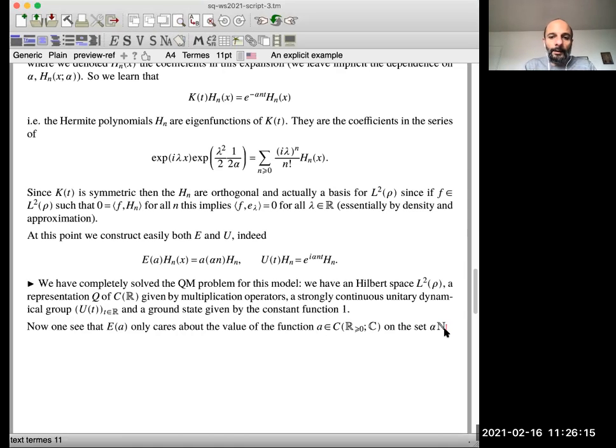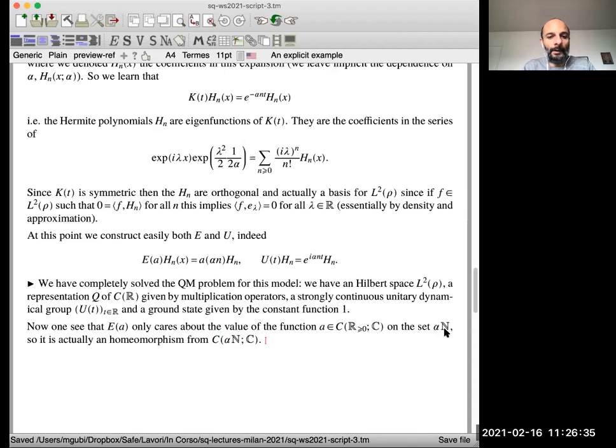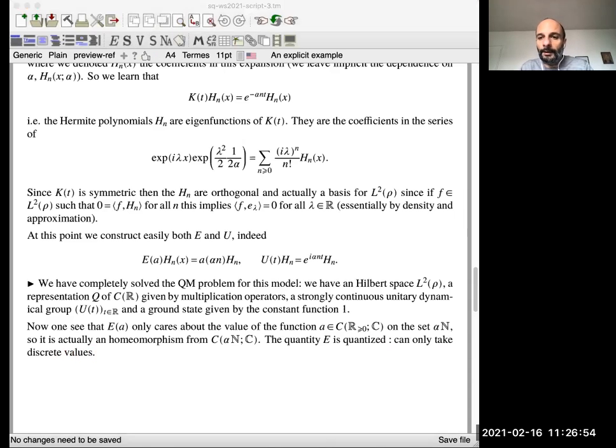Okay, so that's how you can say that. So it is actually a homomorphism from the continuous functions on the discrete set, which is just a sequence of numbers, with the supremum norm. Okay, the quantity E is quantized. It can only take discrete values. Okay, it's supported only in a discrete set.